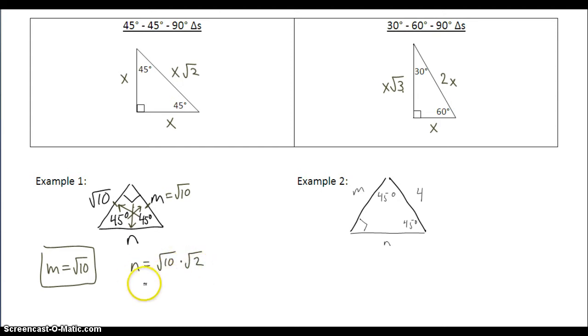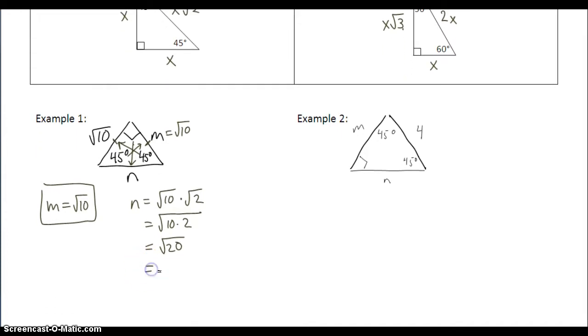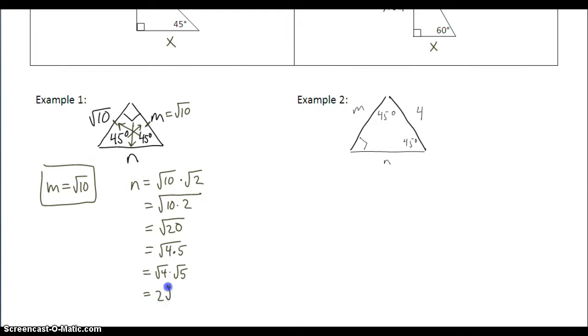Now to get my answer, I need to simplify the square root of 10 times the square root of 2, which turns into the square root of 20. Now at this point, I need to simplify the square root of 20. 20 is divisible by 4 and 5, which turns into the square root of 4 times the square root of 5, which simplifies down to 2 square roots of 5. So the pattern, the formula remains the same. What changes is how I do my math. I actually have to simplify my radicals.